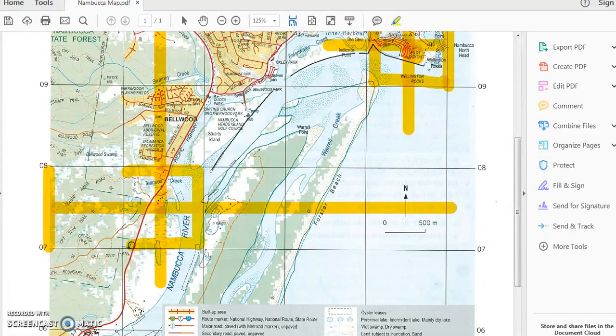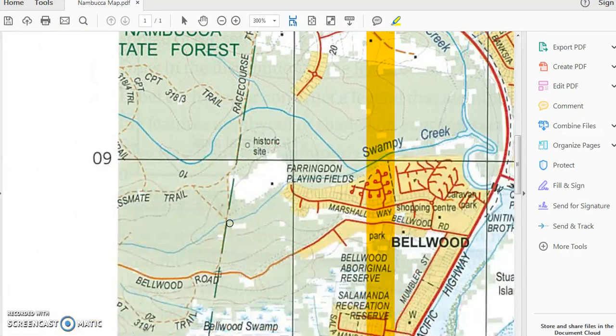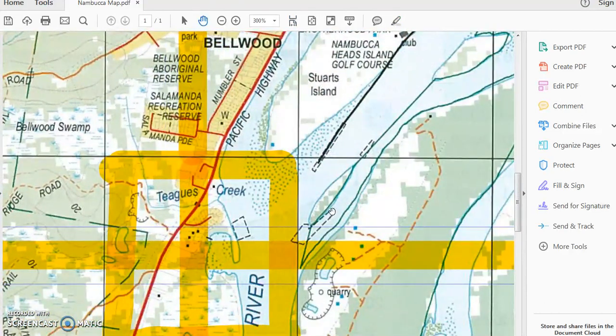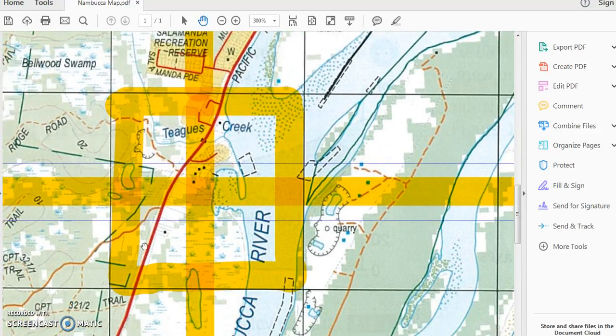So the question has asked us to identify a bridge in this area. So what I'm going to do is make it a little bit bigger so that we can see. If we have a look at that square, you can see that there is a road, a main road, that goes over a creek, and when it goes over the creek, there is a bridge. So that's the bridge that we're looking at.